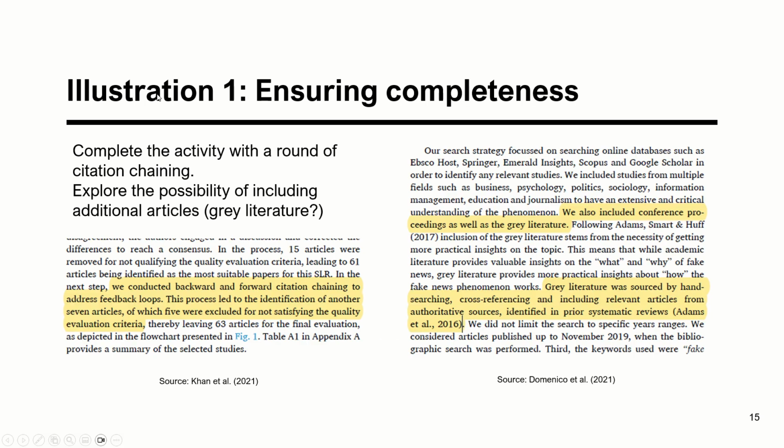Now, citation chaining, where there are instances where people have also included gray literature by hand searching, cross-referencing, including relevant articles from authoritative sources. It typically happens when you have not been able to capture a lot of journal articles, in an exploratory stage of the domain or the topic, where you may want to expand your search criteria.